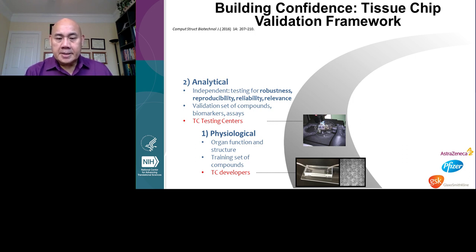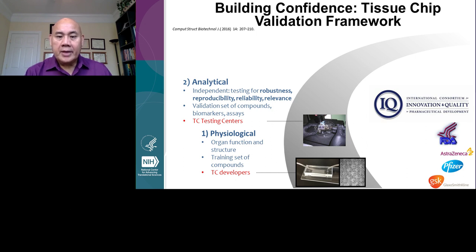We also have the second stage, which is the analytical validation, and this is largely conducted by independent testing centers. It looks at technology transfer to these laboratories and determines the reproducibility, the reliability, the robustness, and relevance of individual organs on chips, using a validation set of compounds that was guided by the IQ consortium at the FDA. As I've said, this is done through what NCATS stood up as the tissue chip testing centers, where data is also collected through the tissue chip database center.